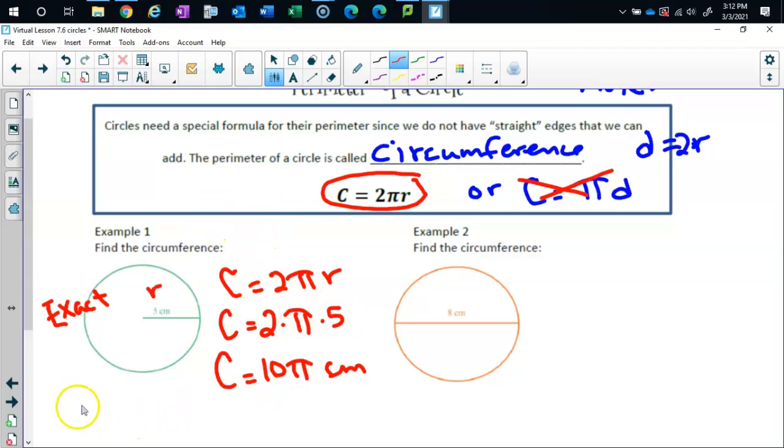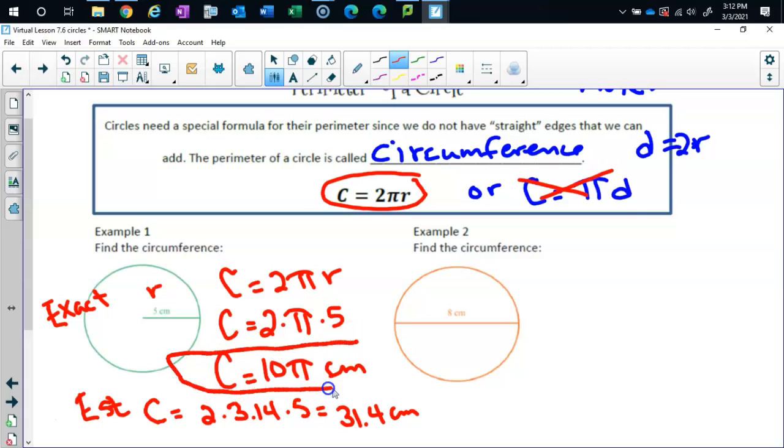Now, if you want to estimate, you would use 3.14 for pi. So circumference would be 2 times 3.14 times 5. When you type that into your calculator, you are going to get 31.4 centimeters. That is an estimate because we're using 3.14. So if I ever ask you for an exact answer, this is what you use. Most of the time, we're going to put 3.14 in for pi.